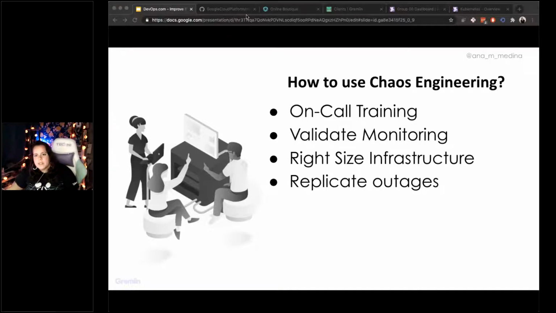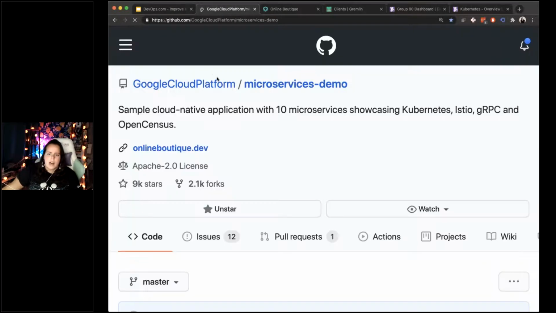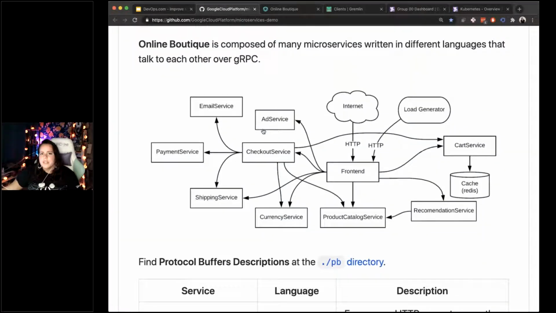And first, I wanted to give a little bit of an overview of what today's demo environment is going to look like. We're going to be using the Google Cloud microservice demo application. This is an open source project built together by the Google Cloud team. It's a pretty neat application if you're looking at building a demo around Kubernetes. It comes with 10 tiers of microservices.